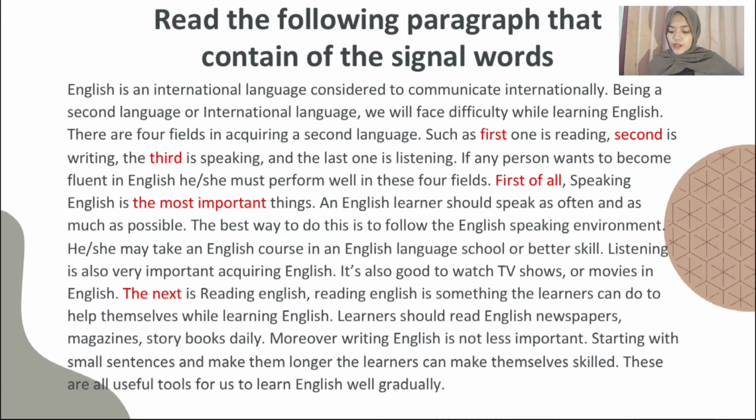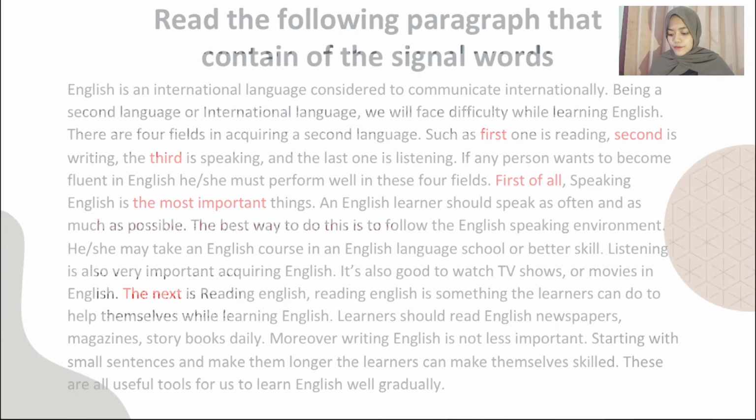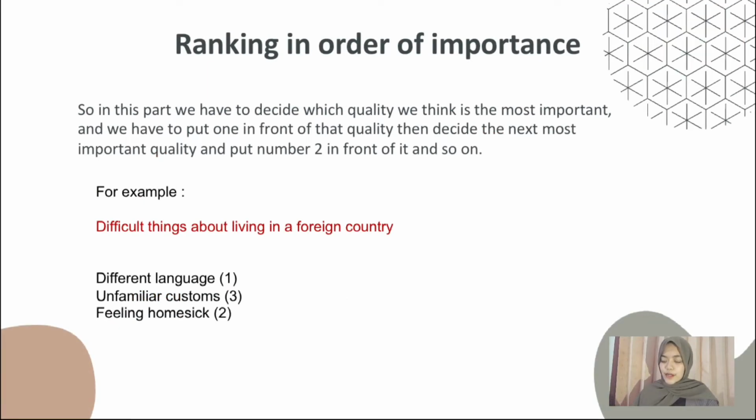From the signal words, we can make a paragraph using the signal words. So read the following paragraphs that contain the signal words. This paragraph contains six signal words. As you can see on the screen, there are first, second, third, first of all, the most important, and the next. And the next explanation will be about ranking in order of importance.